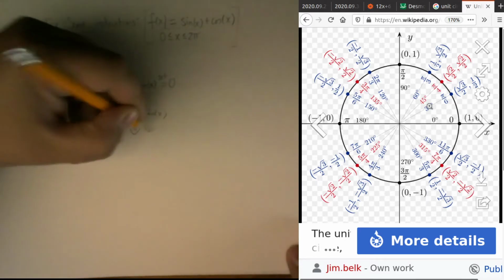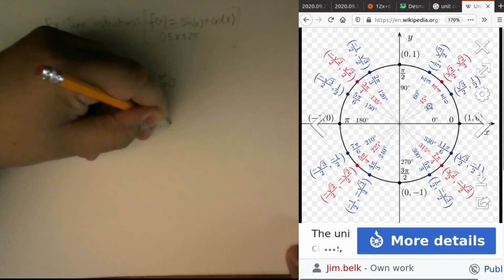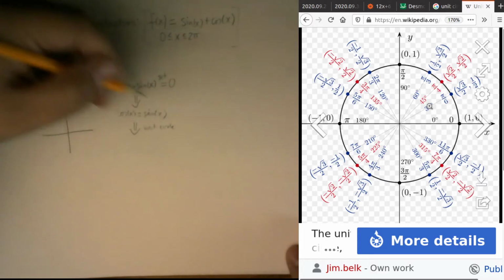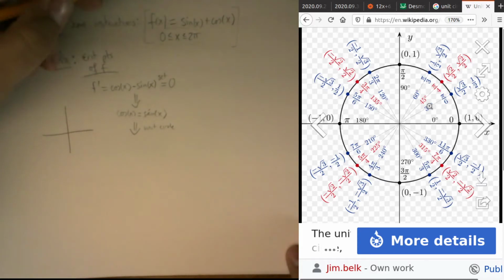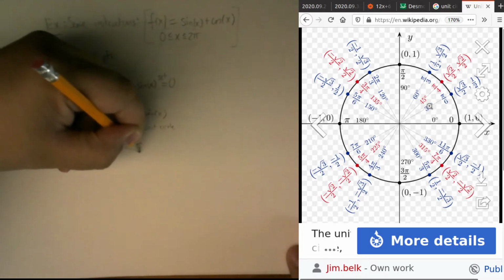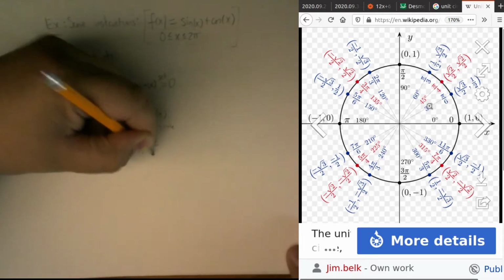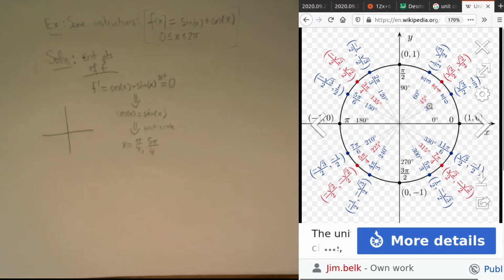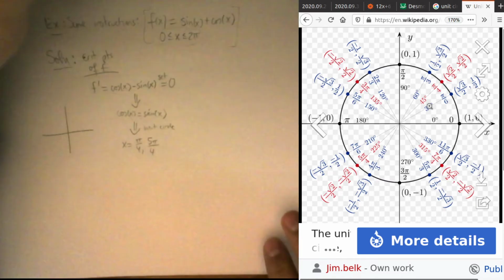So looking at the unit circle, there's no algebraic way to solve this, at least without complex numbers. So we'll get x is pi over 4 and x is 5 pi over 4 out of that. Now those are our critical points for our function f.